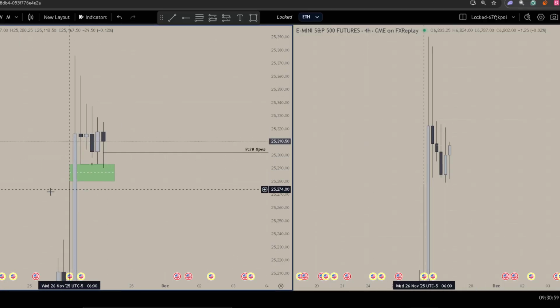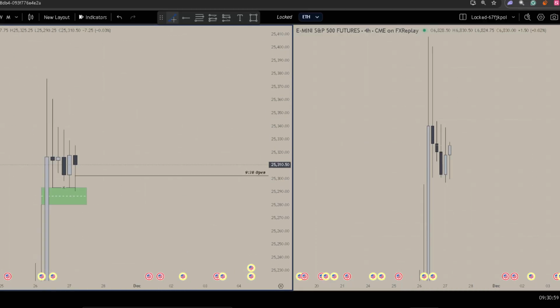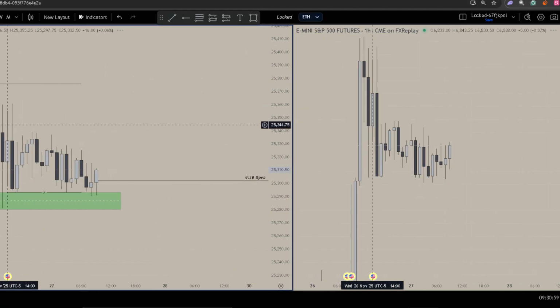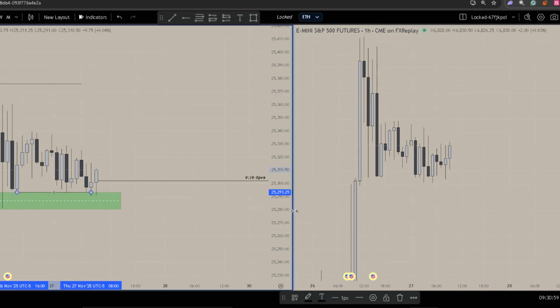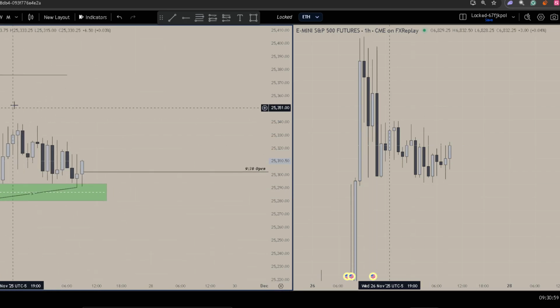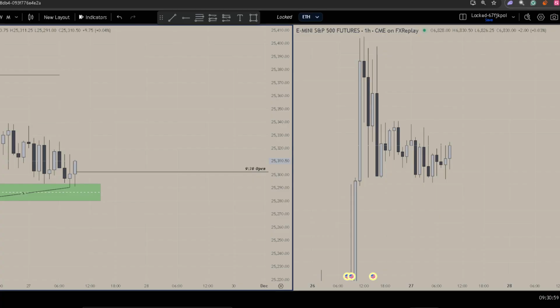Boom. So we took out this low. We going higher. Damn, what the? Yo, what is that? Nah, this looks nasty. And we do got SMT at the lows as well. Bro, what am I looking at?